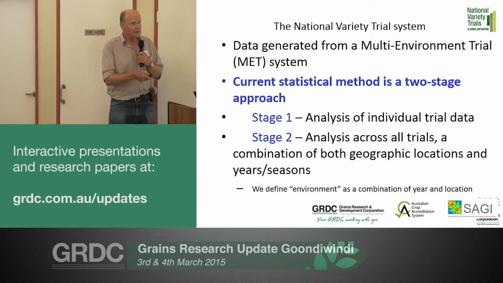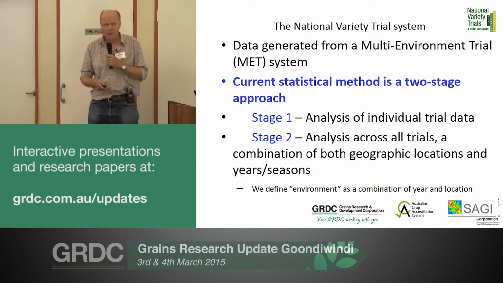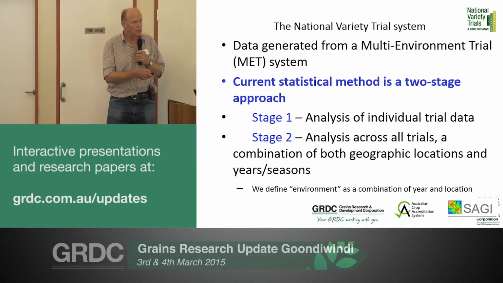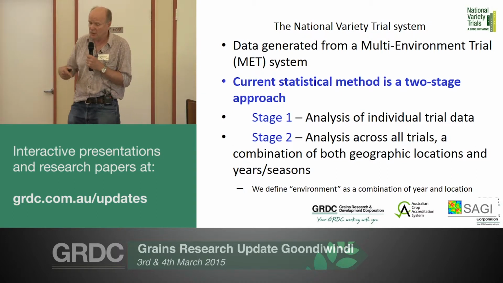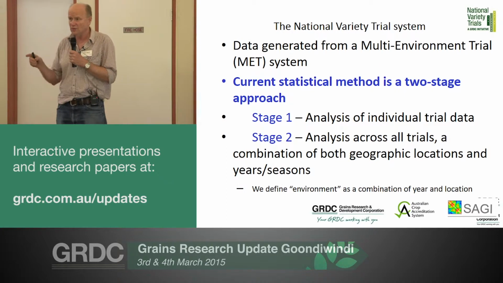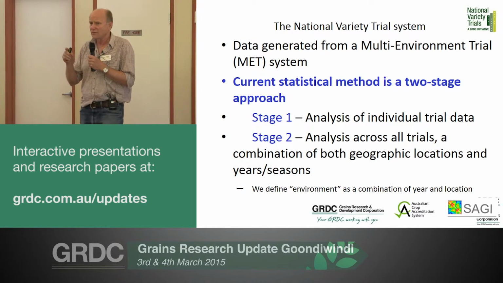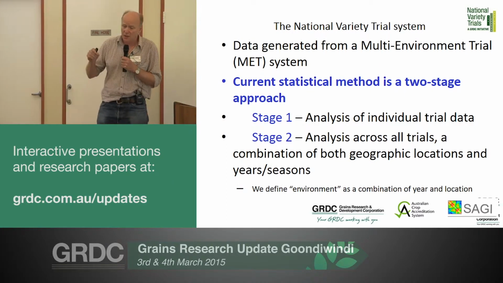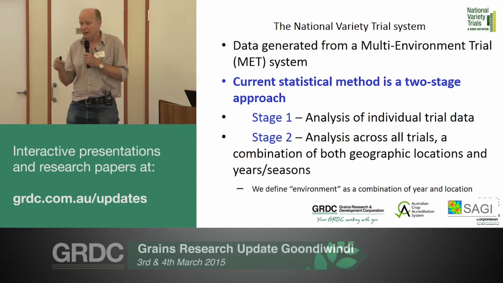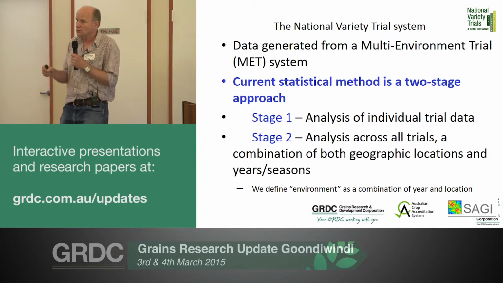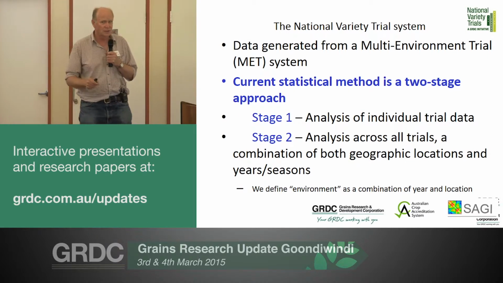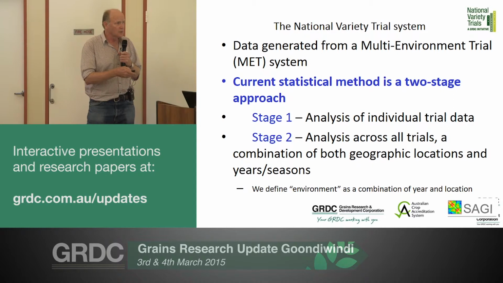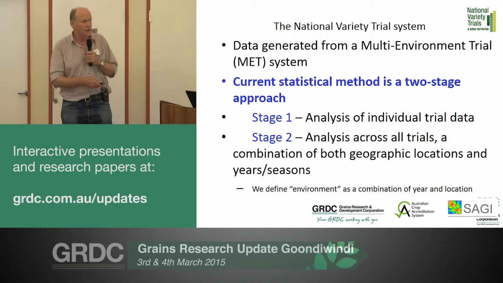Stage 1 is analysis of individual trial data, and stage 2 is the across-sites analysis, which for years we, as in the biometricians and the breeders involved in this process, have been going on about: don't use individual trials data to make your decisions. Use the regional means. Well, I'm going to explain the changes to that advice.